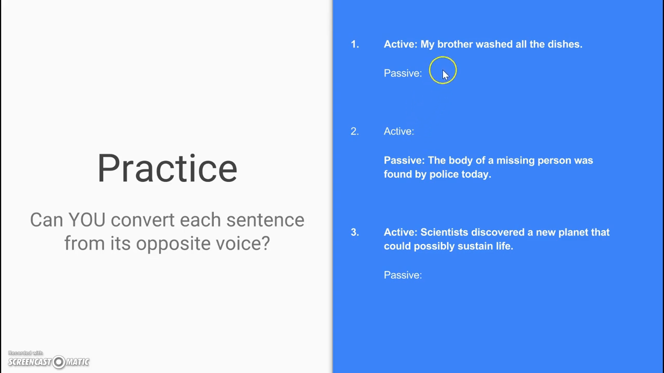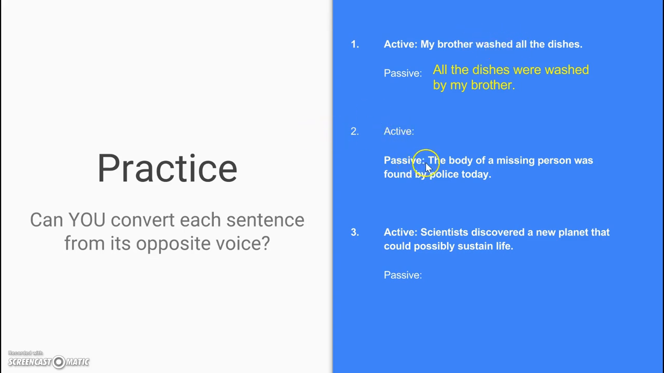Now let's try writing. For each of the sentences given, I'd like you to try to write the opposite in passive voice, or at least be able to tell me what the opposite is. So if you want to pause the video and try it yourself, you can do that now. Or if not, take a look at my examples. In active voice, "My brother washed all the dishes." The passive inverse would be, "All the dishes were washed by my brother." I moved the dishes to the front, brother to the back, and put in some passive being verbs.